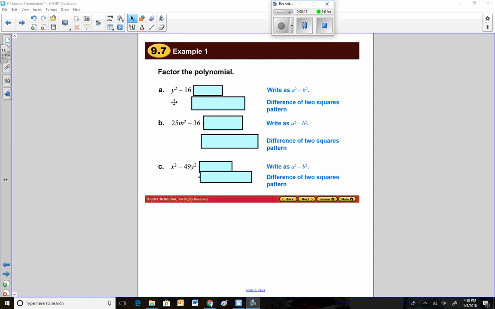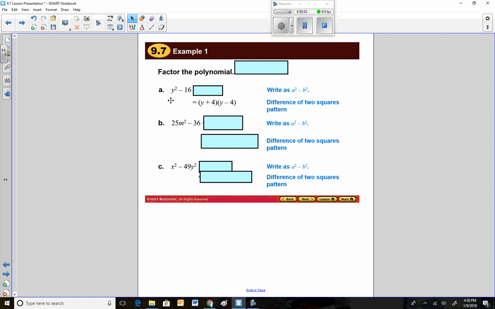These are perfect squares. Y times y is y squared, and 4 times 4 is 16. If you notice these three conditions: there are two terms, the front and the back term are both perfect squares, and there's a difference. We can use the difference of two squares pattern, which means take the square root of y squared, you get a y. Take the square root of 16, you get a 4. So the answer I memorize is y plus 4, y minus 4.